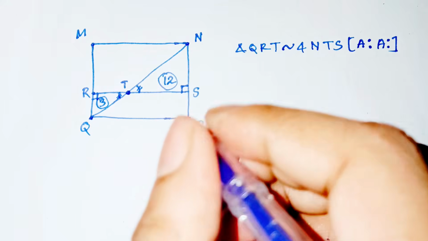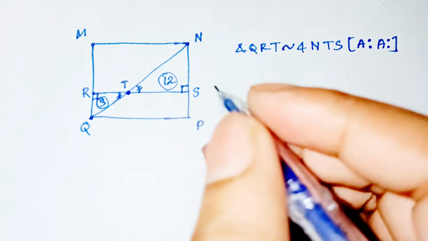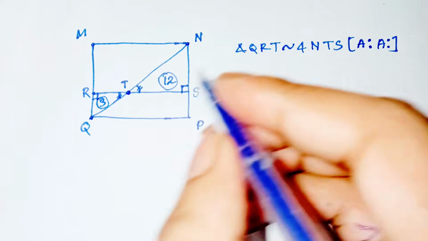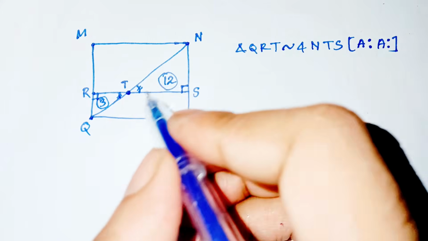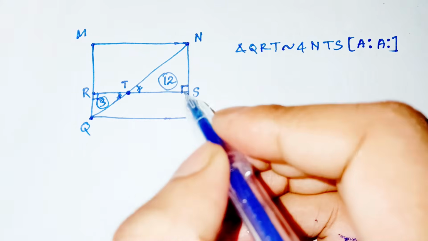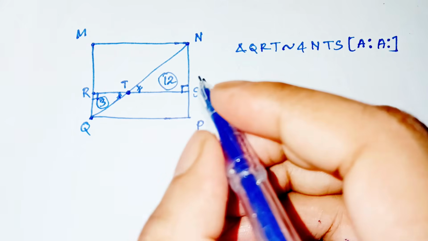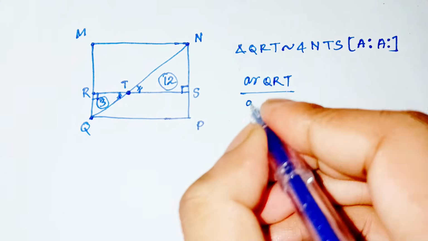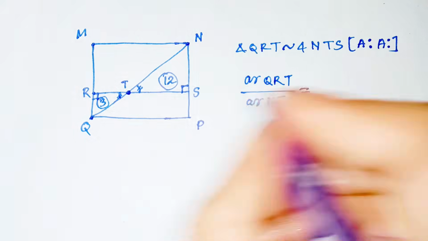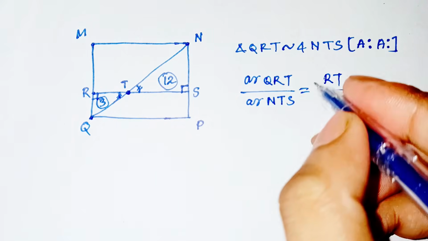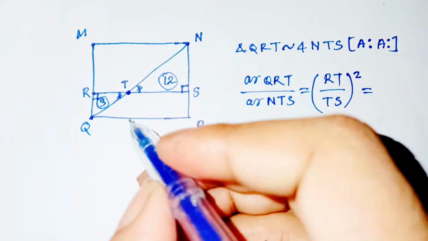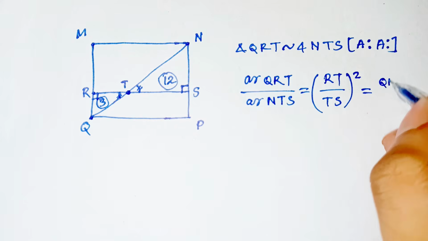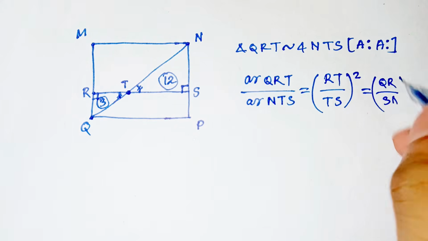Now, one important property of similar triangles is that the ratio of their areas is equal to the square of the ratio of any pair of corresponding sides. So we can write the area of triangle QRT divided by the area of triangle NTS equals RT divided by TS, all squared. And this is also equal to QR divided by SN, all squared.